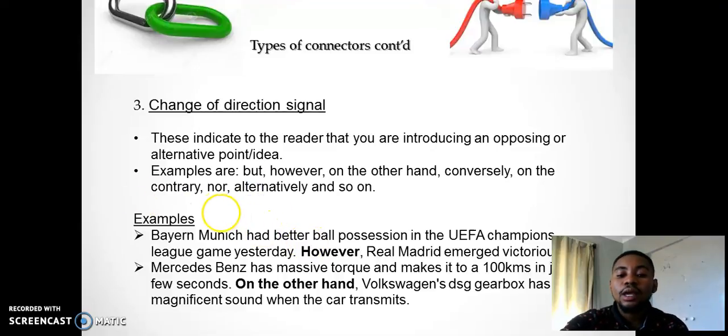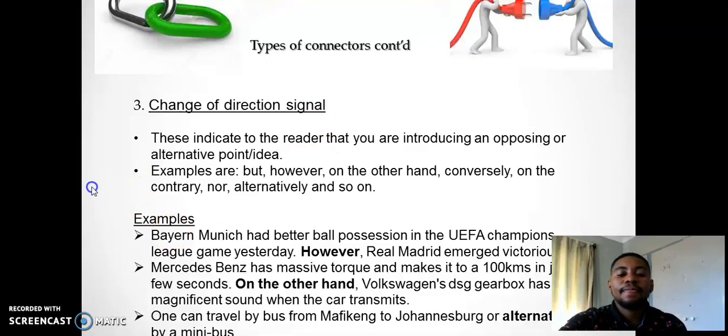Mercedes-Benz has massive torque and makes it to 120 km an hour in just a few seconds. On the other hand, Volkswagen's DSG gearbox has a magnificent sound when the car turns smooth. Here you can see that from talking about a Mercedes-Benz, now we are touching on an aspect of the Volkswagen. Here, on the other hand, serves to change the direction of the writer's ideas. It goes to show that the writer has changed his way of telling us the sequence of events.